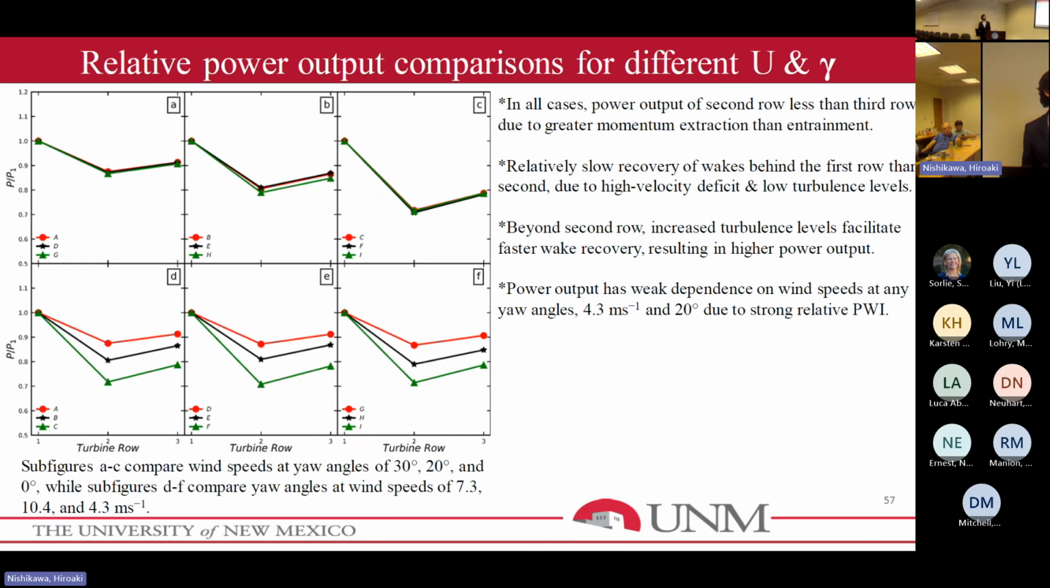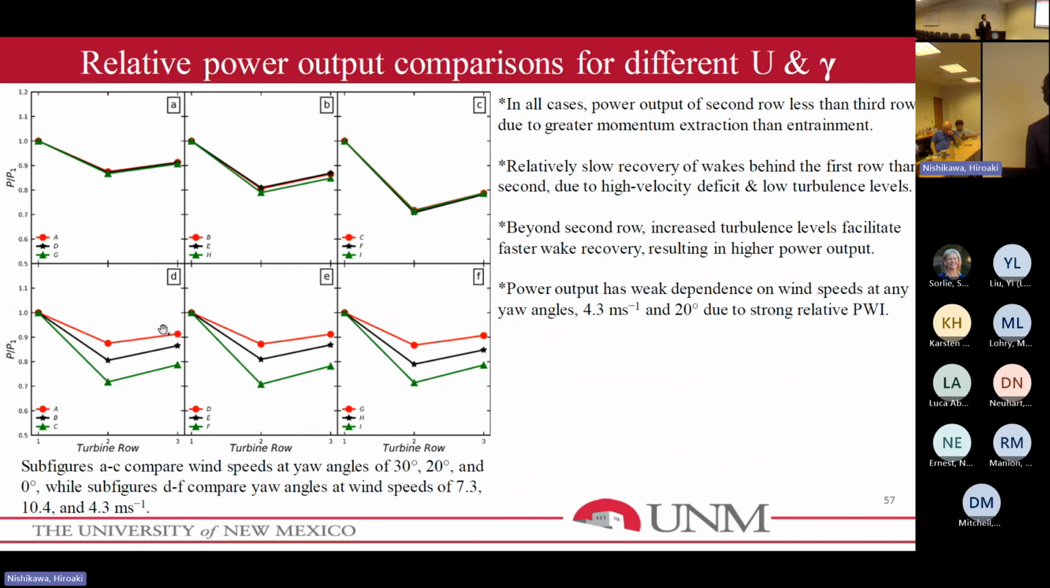So this is the main conclusion. Basically, this is the main parameter, the relative power output. As you can see from these figures, the green is for the non-yaw case, and this is for the yaw case. If you rotate the turbine or increase the yaw angle, the relative power increases.